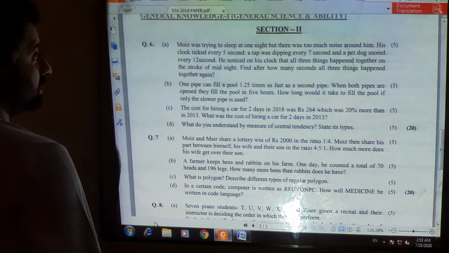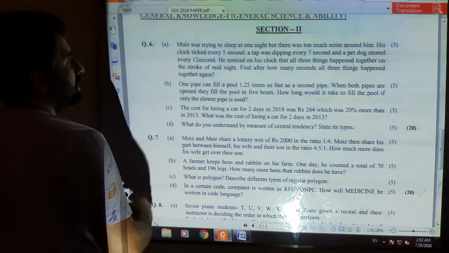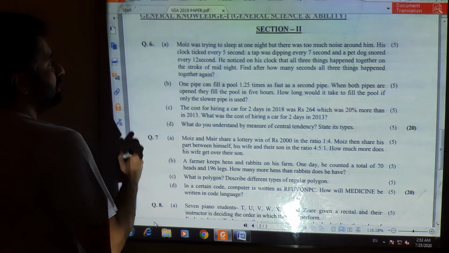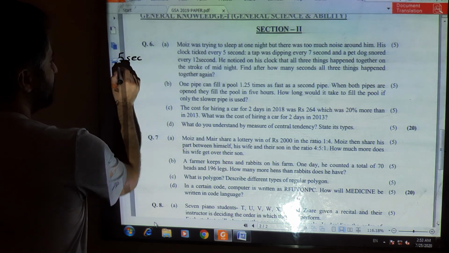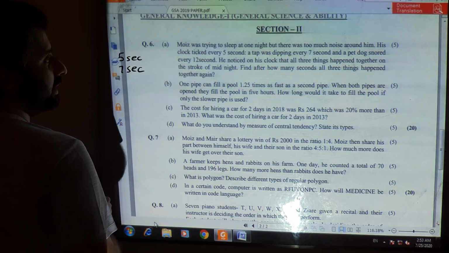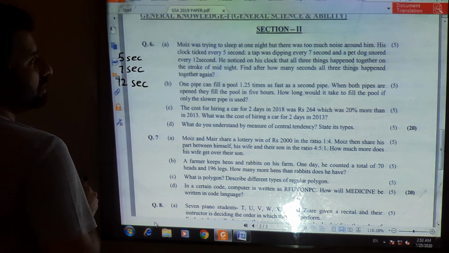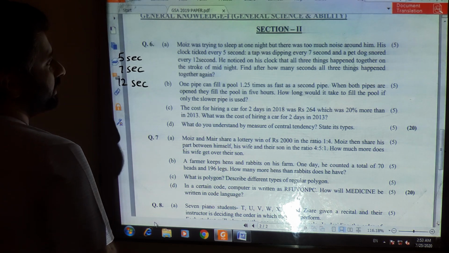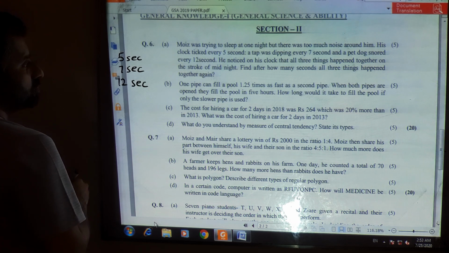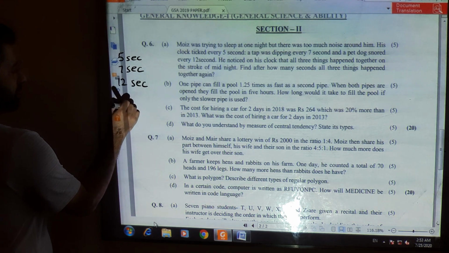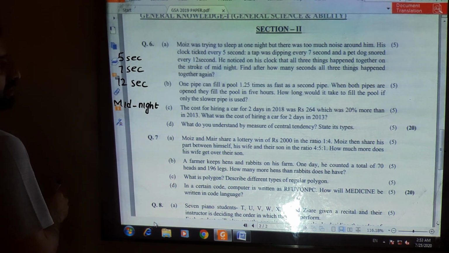So moving towards question number 1, and that says Moise was trying to sleep one night, but there was too much noise around him. His clock ticked every 5 seconds. A tap was dripping every 7 seconds, and a pet dog snored every 12 seconds. These three things are happening. He noticed on his clock that all three things happened together on the stroke of midnight. All these happened at midnight.